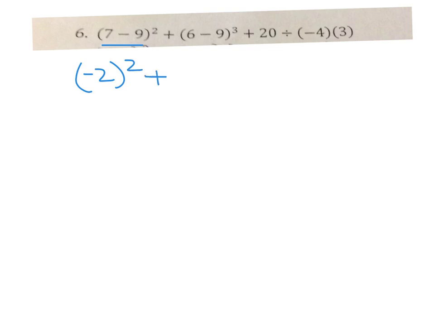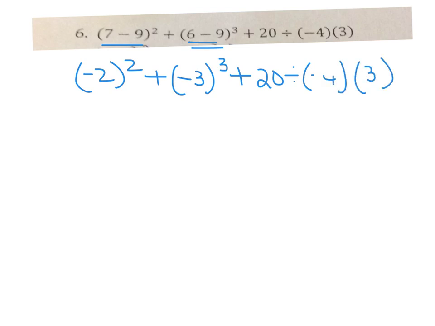I could go ahead and do this second parentheses if I wanted to, since it doesn't affect anything. 6 minus 9 is negative 3. And again, notice I left it in parentheses. Plus 20 divided by negative 4 times 3. Alright, so now I'm going to do my exponents next. So negative 2 squared, it's in parentheses, that means I take negative 2 times negative 2, that's 4.